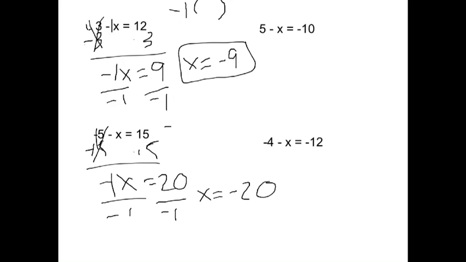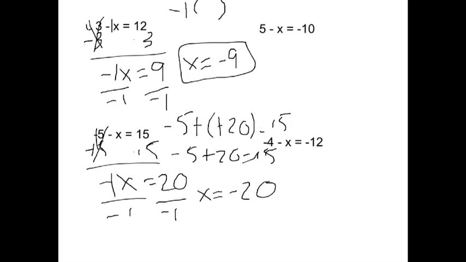You can always plug back in. -5 minus -20 equals 15. -5 plus, keep change opposite, 20 equals 15. Signs are different, so you subtract. 15 equals 15. And now I know x is for sure -20.